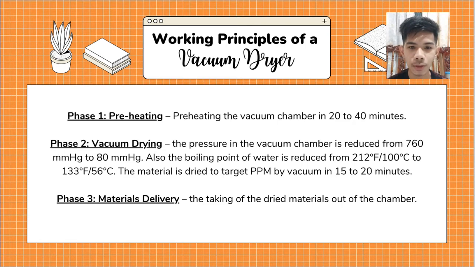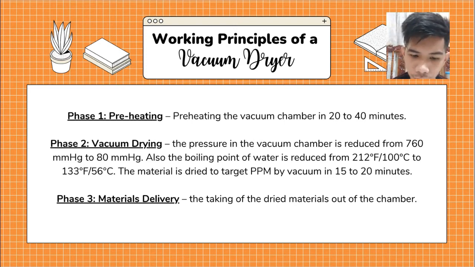Vacuum drying working principles. Phase 1: Preheating. Preheating the vacuum chamber takes 20 to 40 minutes. Phase 2: Vacuum drying. The pressure in the vacuum chamber is reduced from 760 mmHg to 80 mmHg.